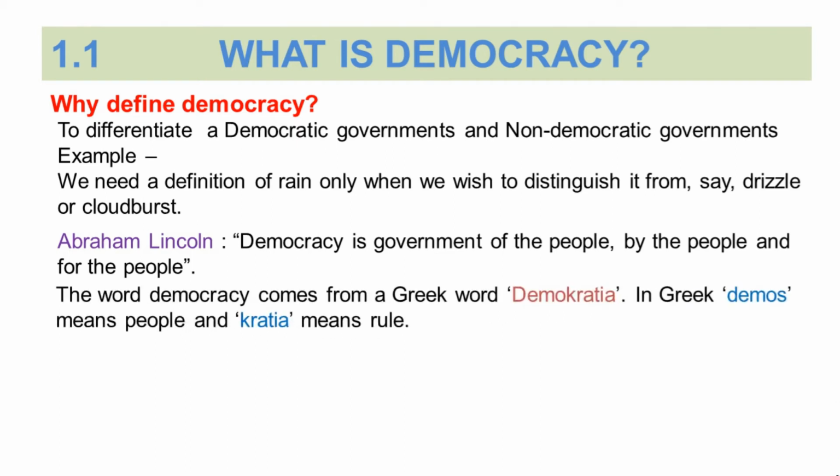Another way of understanding the word democracy is its word origin. The word democracy comes from a Greek word, demokratia. In Greek, demos means people and kratia means rule. So democracy is rule by the people. This way may be helpful, but it doesn't always work. A word does not remain tied to its origin.